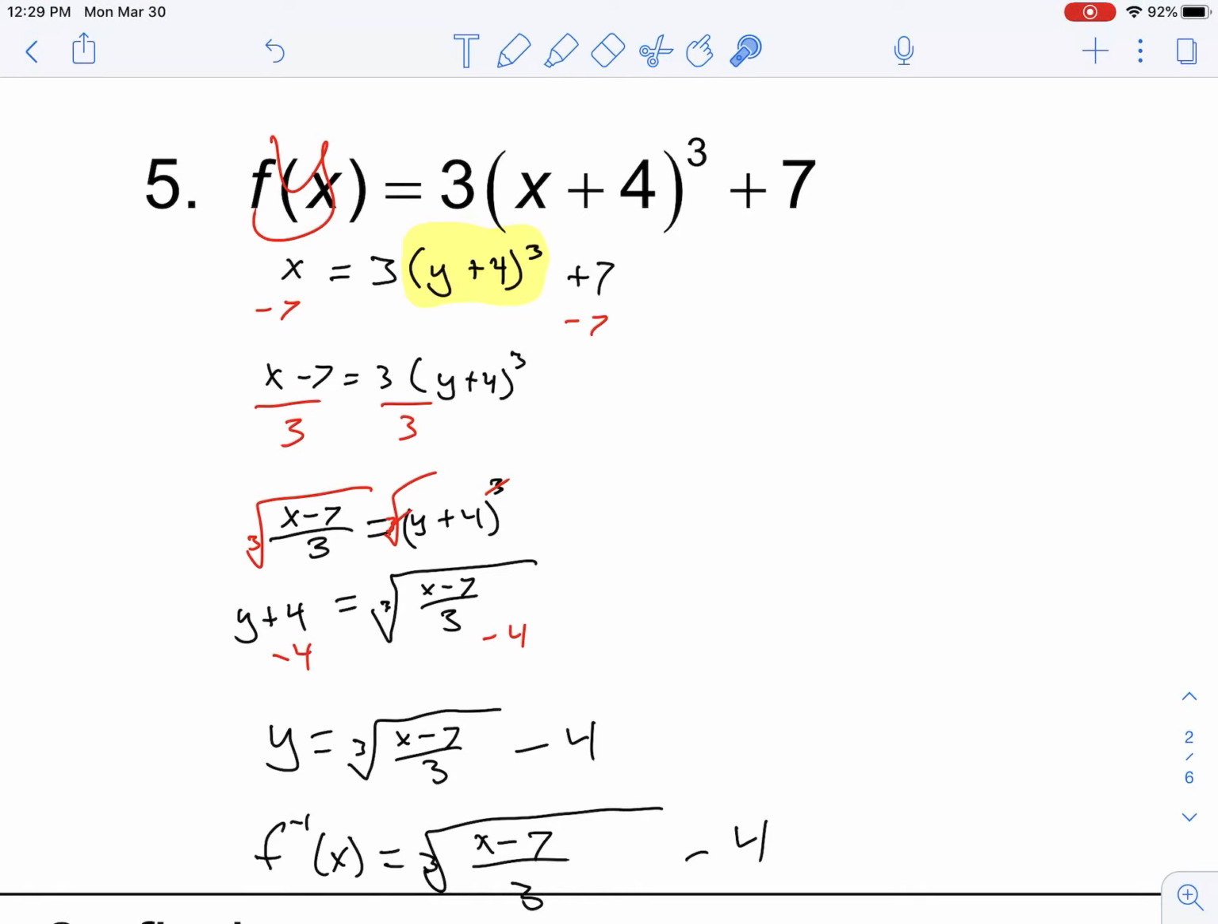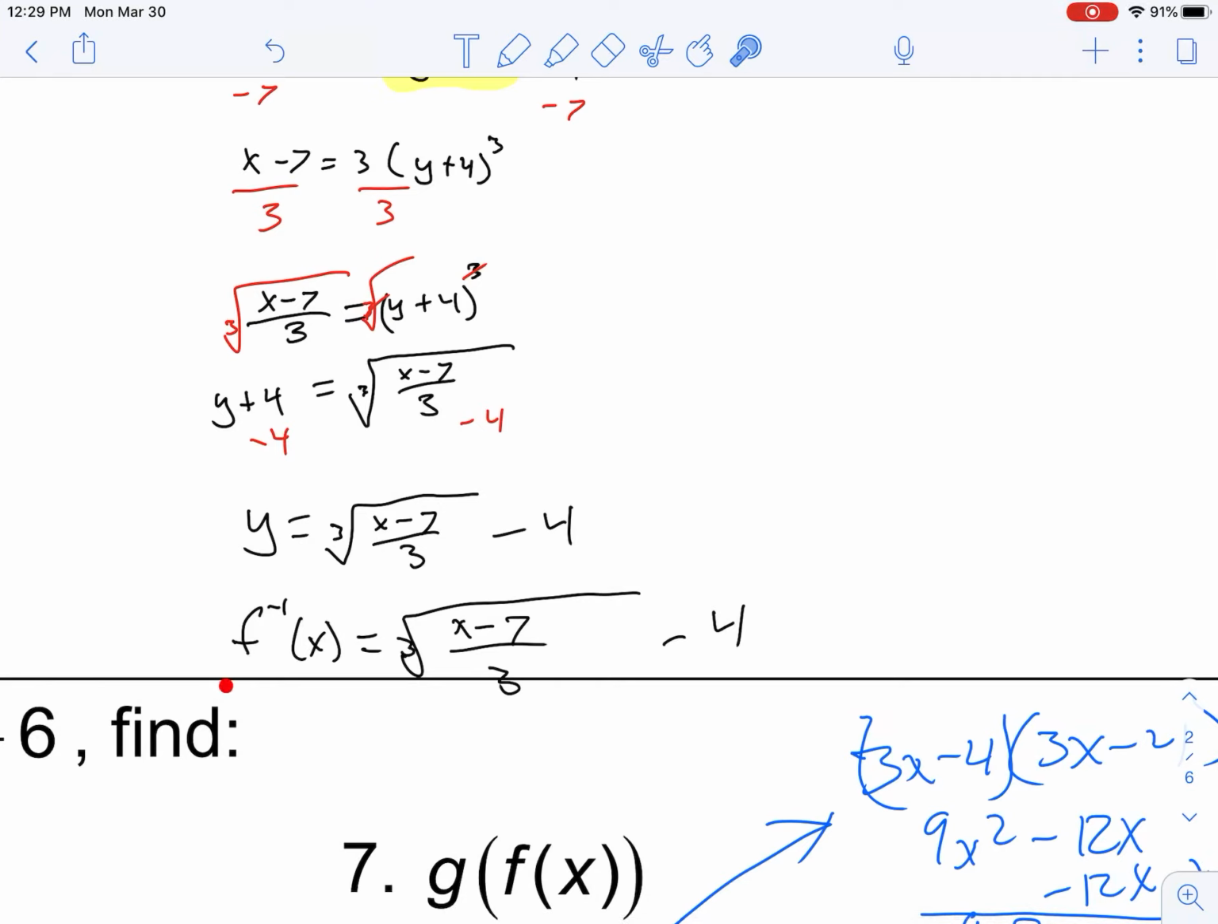And I was left with, I flipped my equation around because I like having my y on the left side. So y plus 4 equals the cube root of x minus 7 over 3. Then I was able to subtract 4 from both sides, and then we have to rewrite it. So the inverse is cube root of x minus 7 over 3 minus 4.